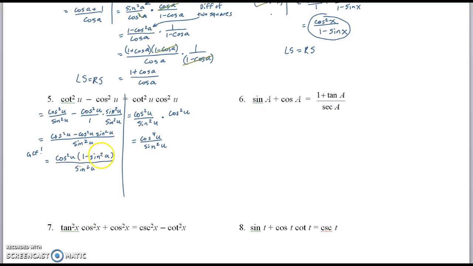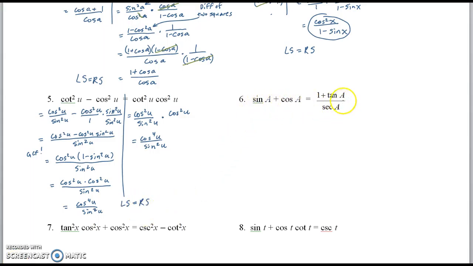Now, you've got to recognize that 1 minus sine squared u is going to turn nicely into cos squared u again. And you're going to multiply the two of them together on top, which gives you cos to the 4 u over sine squared u, and they match. Left side equals right side.